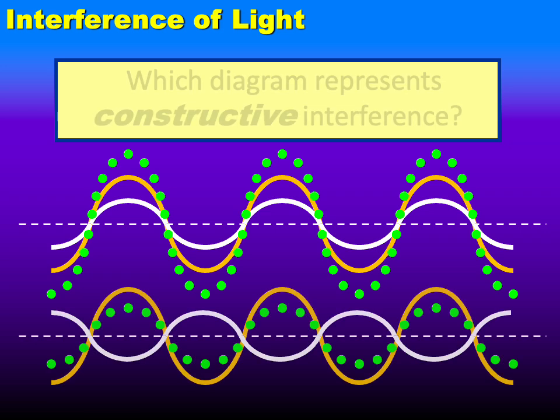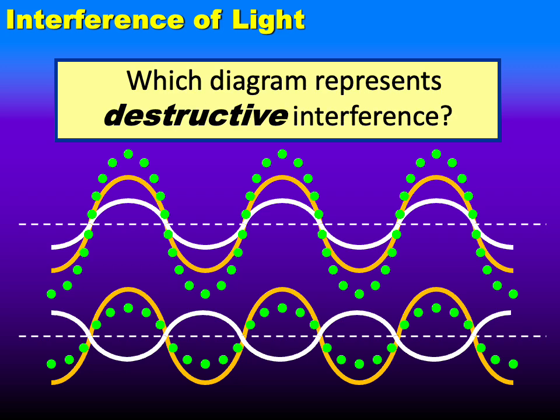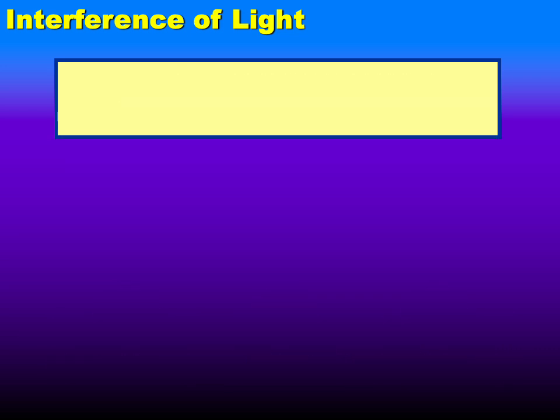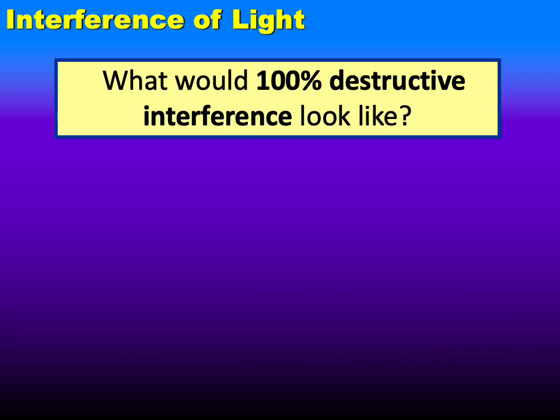Well, we already went through this. We said which one was the destructive. That's where crests and troughs meet. But then take it out a little bit further to think about what it would look like if you had two waves that interfered completely destructively, 100%.